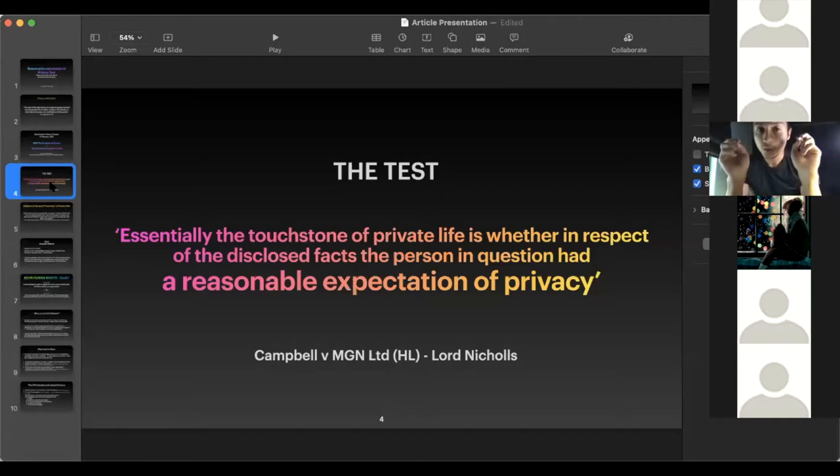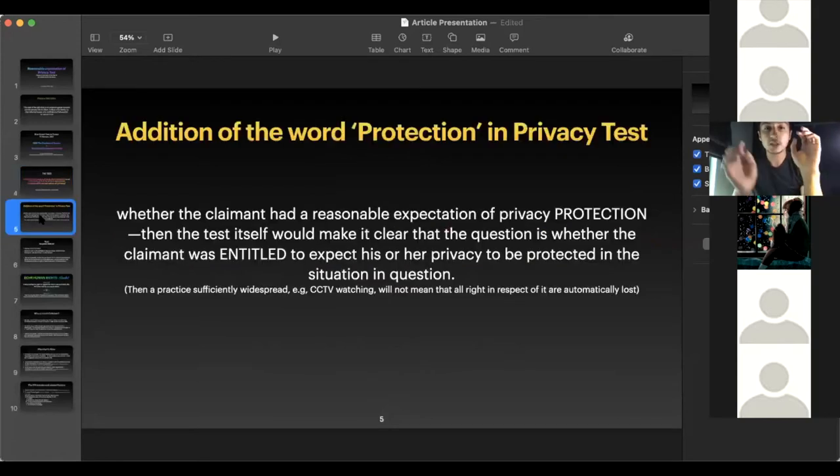Two words, reasonable and expectation, are extremely important because they set two different, conflicting standards, and that is why there's so much criticism of the current test of privacy. So what does the author argue? In her article, she argues that the word protection should be added to the current privacy test. That is the basic argument that she takes.